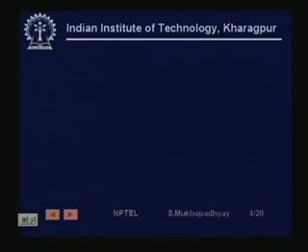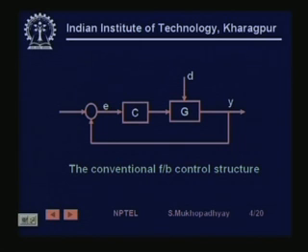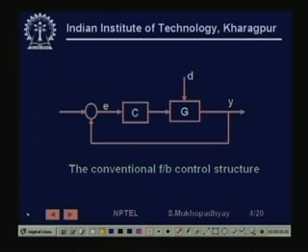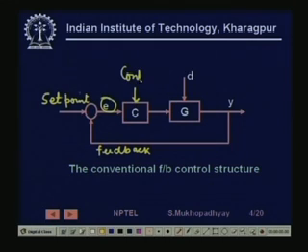Having seen that, let us look at the conventional feedback control structure. As we have seen, this is the well known structure where you have the set point here, and this is the feedback, and here you have the error, this is your controller, this is the control input U which goes to the plant, this is the plant now, and which produces the output.